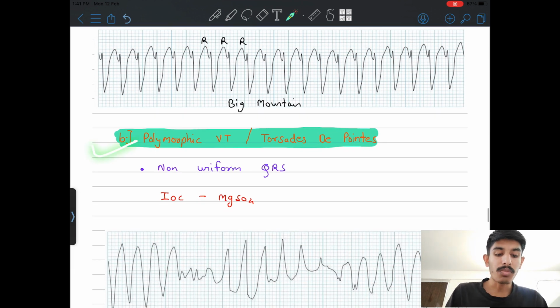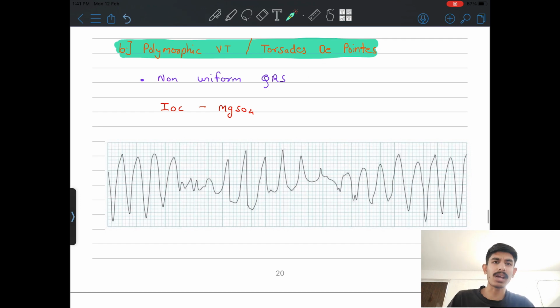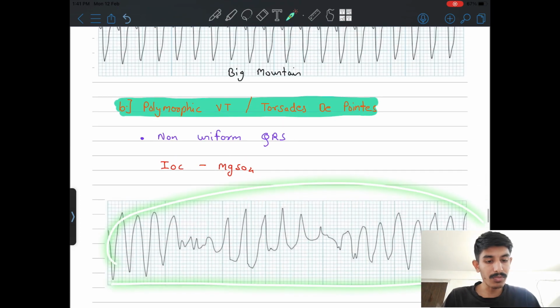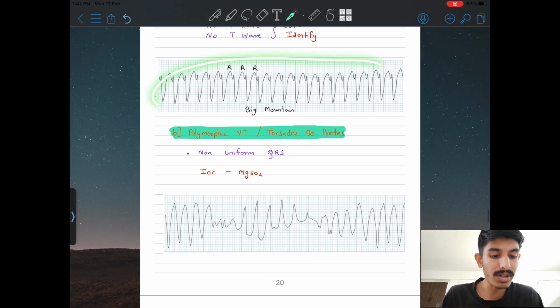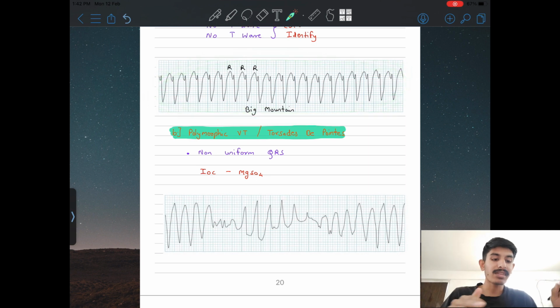Now the second one is polymorphic, also known as torsades de pointes. It is non-uniform. There is no QRS complex, no proper R wave, nothing, just zigzag lines. Compare these two with each other. Look at these big mountains: at least the R wave is somewhat regular, but here there is no R wave, no Q wave, no P wave, all are mixed. So what is the treatment? MgSO4 you can give there.